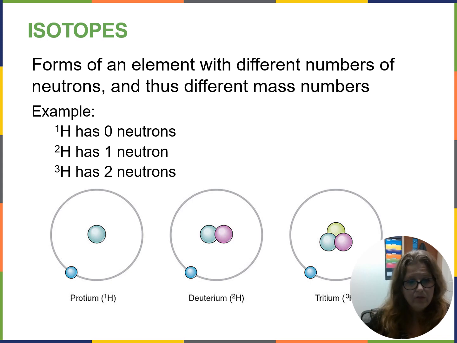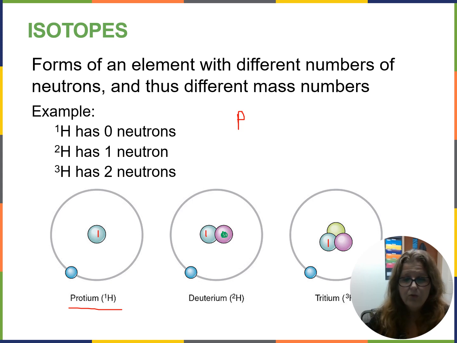Still going into isotopes. So we're looking at different hydrogen. So we're talking about this first one here. We have 1 proton, 1 electron, no neutrons. Again, they each only have 1 proton. So that's our protons. And then this one's going to have a neutron.